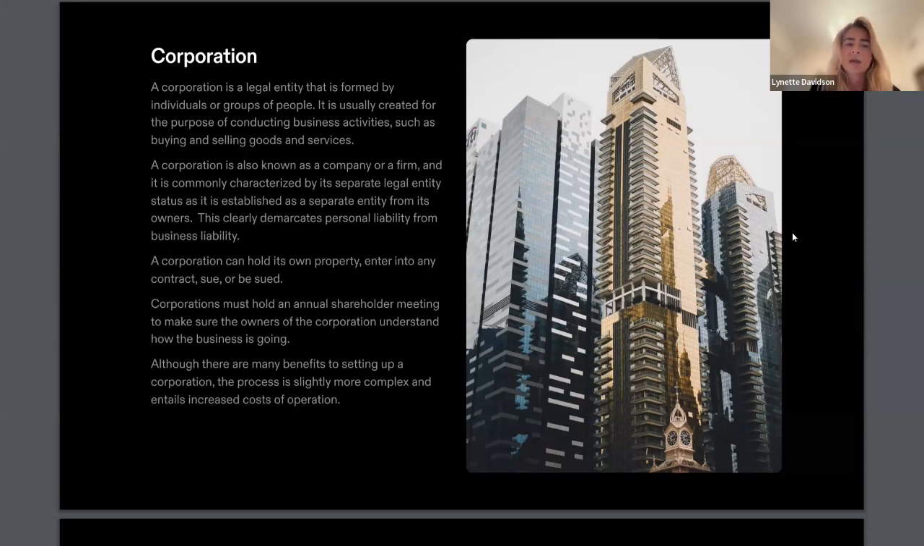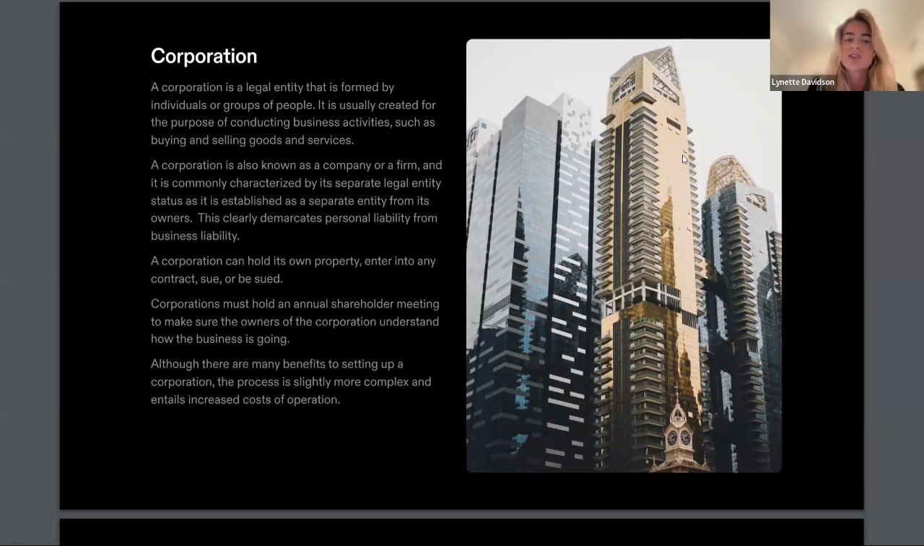This clearly demarcates personal liability from business liability. So that is the biggest difference with a corporation. A corporation can also hold its own property. For example, you can buy your own assets when you have a corporation. You can also enter into a contract through a corporation, but the corporation can also be sued, and you can also sue from the corporation.